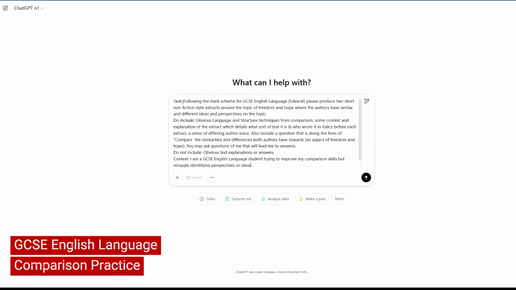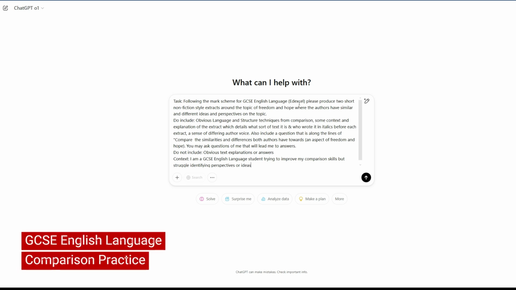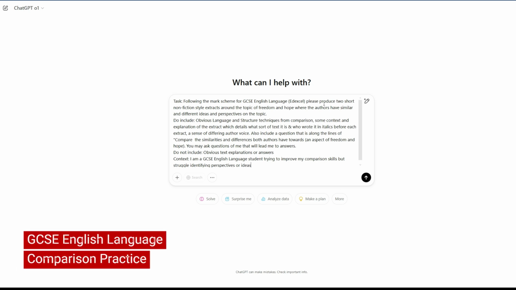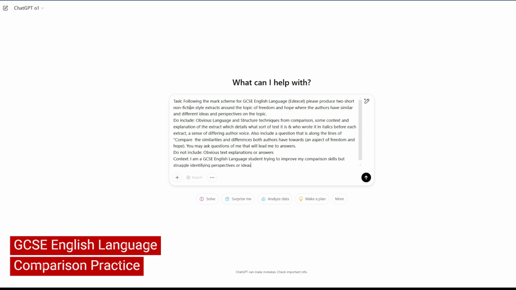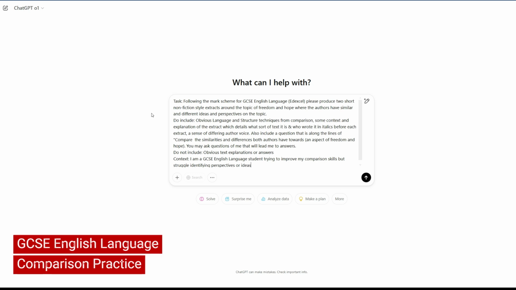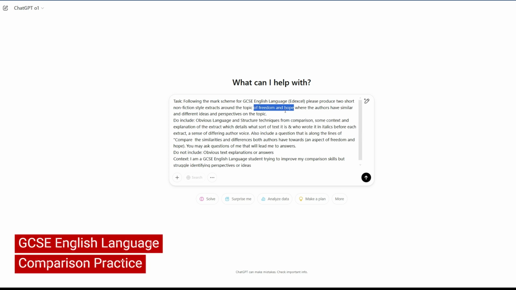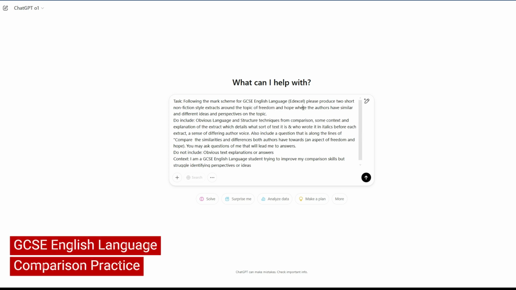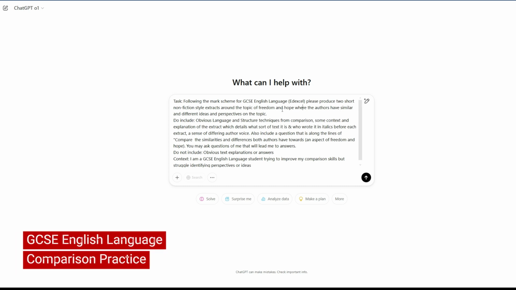I've said the task is following the mark scheme for GCSE English language, Edexcel. Insert your own awarding body there if you need to. Please produce two short non-fiction style extracts. Of course, you can change that to fiction, or one fiction, one non-fiction, depending, around the topic of freedom and hope. I've chosen that topic because it's fairly obvious and contemporary, but you can change your own as well, where the authors have similar and different ideas and perspectives on this topic.